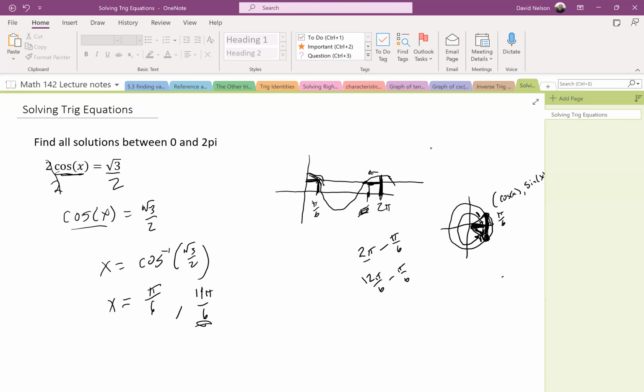We also might have some more general ones where they don't have the special angles.